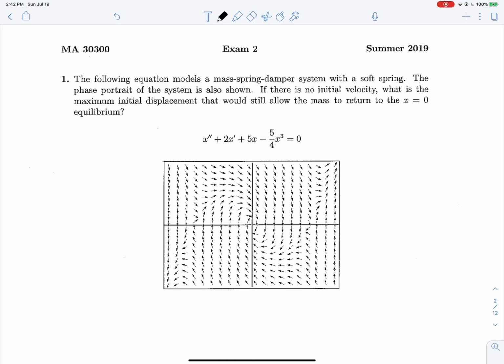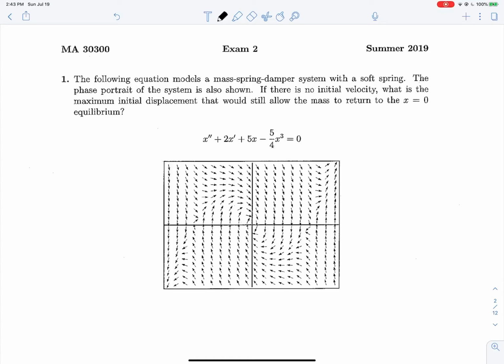So question 1, the following equation models a spring mass damper system with a soft spring, and the phase portrait is shown below. If there's no initial velocity, what is the maximum initial displacement that would allow the mass to return to the x equals 0 equilibrium?